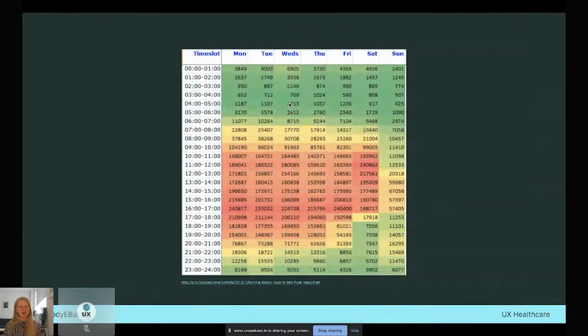Something else to talk about is, of course, color blindness. So most of you on this presentation today can see where the values are high and low, but for about 10% of the population, it would actually look like this, which is not very helpful.